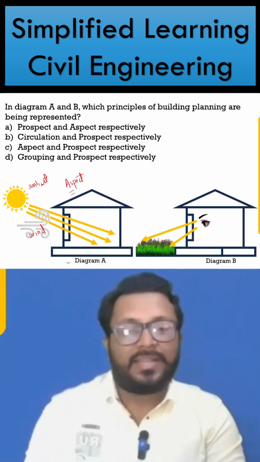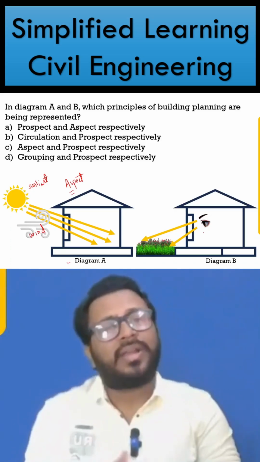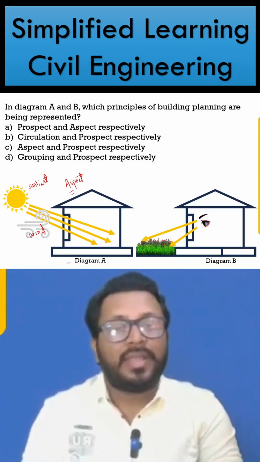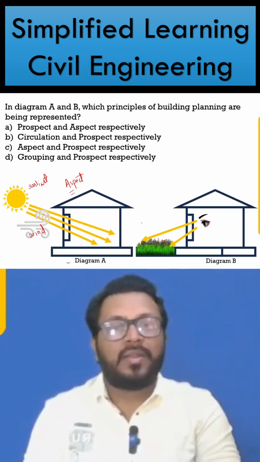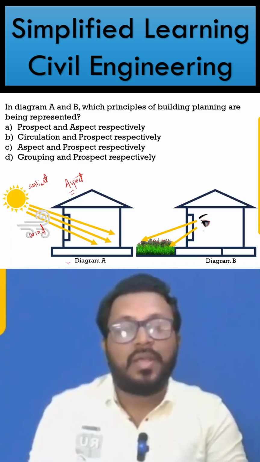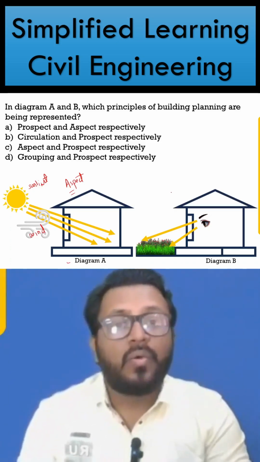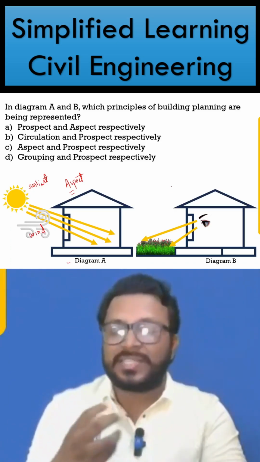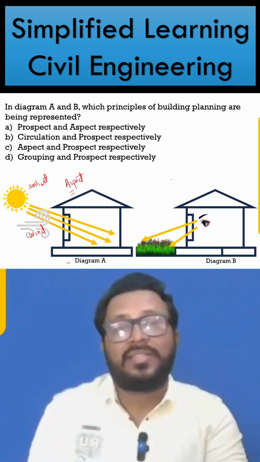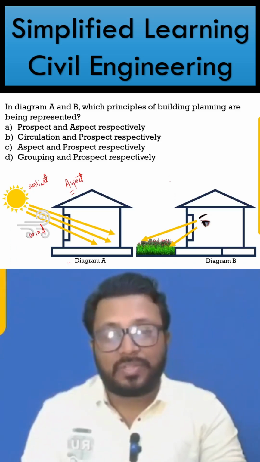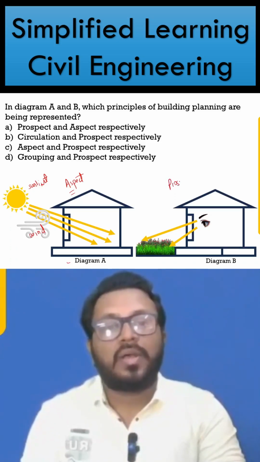And the second thing, here we can see the user or the client of the building or the owner of the building can see this lawn garden, means this landscaping can be seen from inside the building. Okay, whenever we can observe a good aesthetic or let's say pleasant view from inside the structure, that principle which is being followed here is called as prospect.